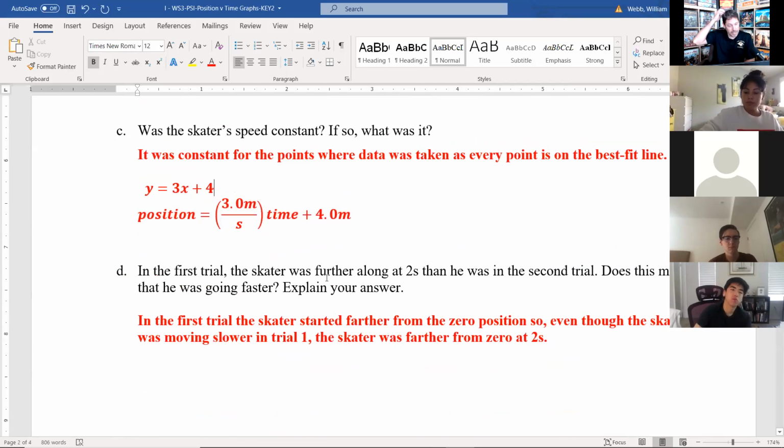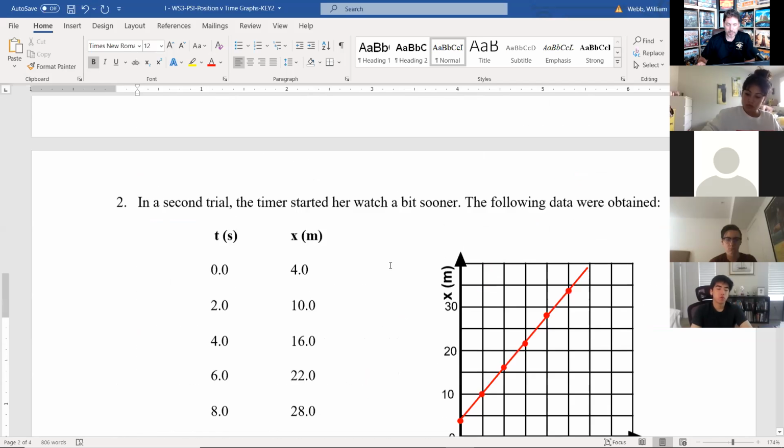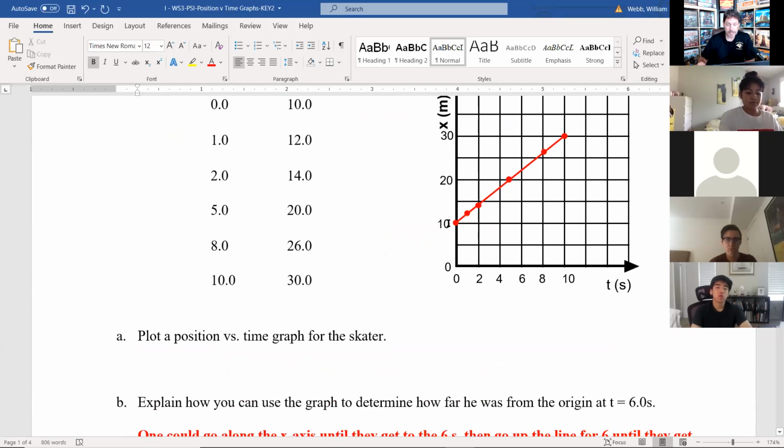D, in the first trial, the skater was further along at 2 seconds than he was in the second trial. Does this mean he was going faster? Explain your answer. So again, if we look here, started at 4. So after 2 seconds, he was just getting to the 10-meter mark. And then in this one, started at 10. So after 2 seconds, he was already about 14 meters out.